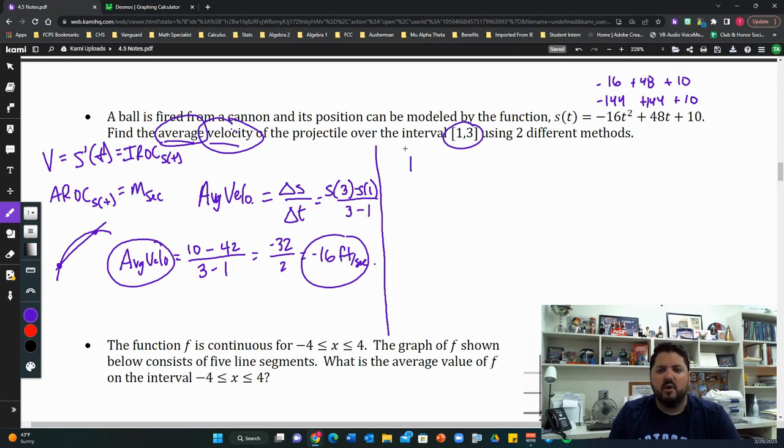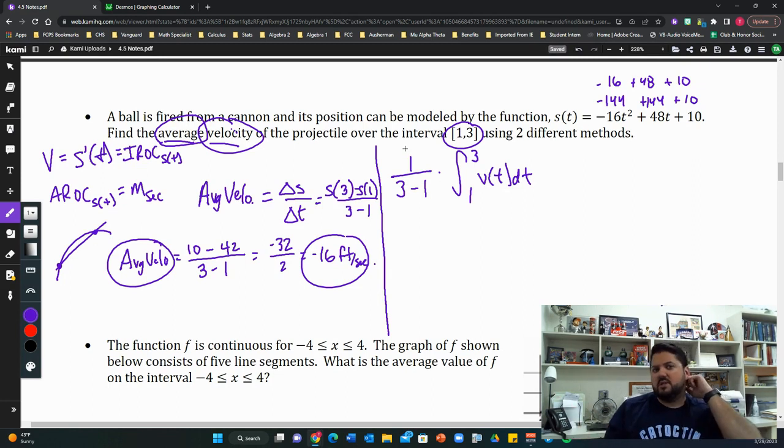So we still set up 1 over b minus a, so that's 1 over 3 minus 1. And that will be multiplied by the integral from 1 to 3 of the velocity function. So we can use notation inside of these. Just like I could use notation in derivative problems, I can use notation or function names inside of an integral. It does not change the process. It still represents the same thing.